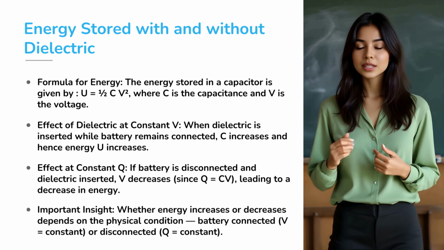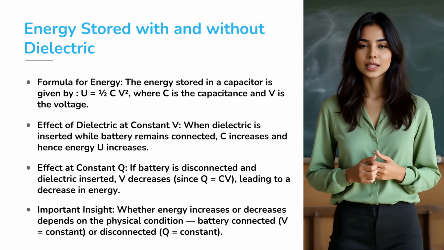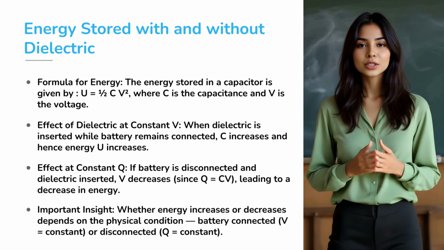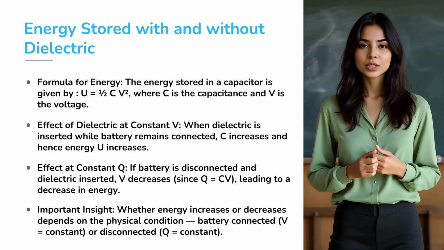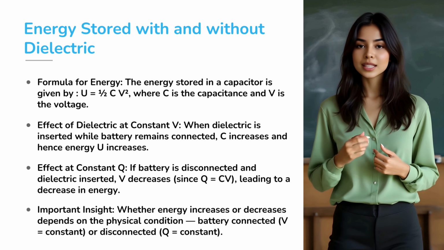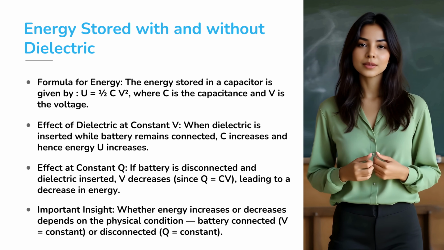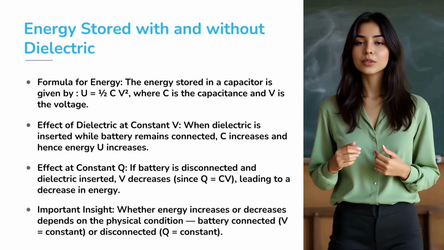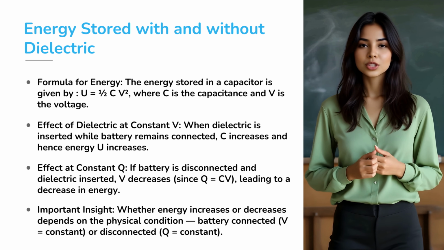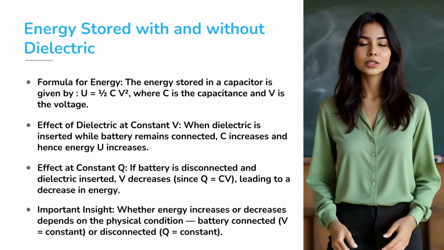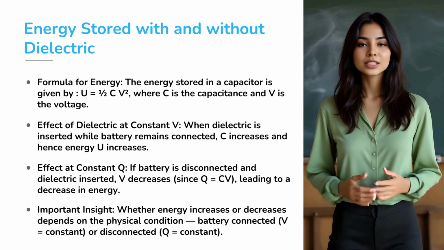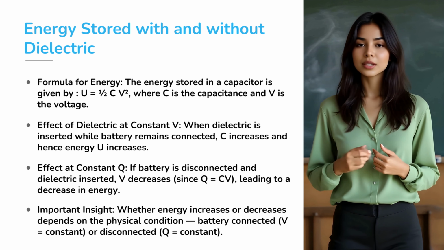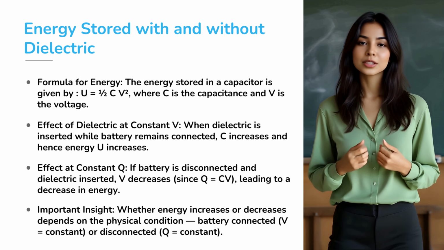Case 2, battery is disconnected before inserting the dielectric. Now, charge Q is constant. Since Q equals C into V, an increase in C leads to a drop in V, and the energy stored actually decreases. So, whether the energy goes up or down depends on the condition of the system, voltage fixed or charge fixed. This principle is used in devices like variable capacitors in old-school radio tuners, where rotating a dielectric changes the tuning frequency by modifying capacitance.